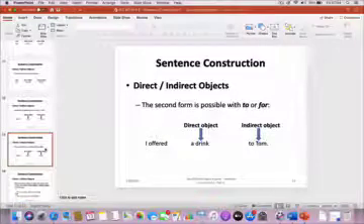Generally, we use the second form, the direct object plus indirect object, with to and for. So I offered a drink to Tom. I have the direct object first, plus the preposition to in this case, and then the indirect object.